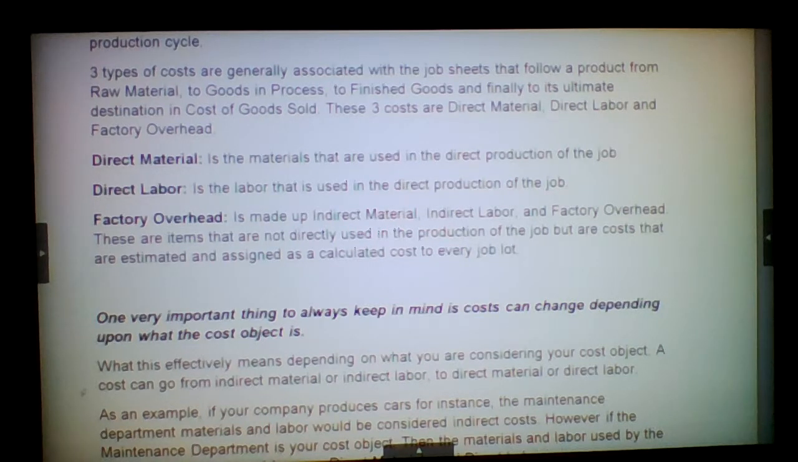And then factory overhead is basically the costs that are associated with owning the factory: utilities, the administrative and supervisory personnel needed, just basically the things that you need to keep the factory running while you're doing those productions. These are items that are not directly used in the production of the job, but are estimated and assigned as a calculated cost to every job lot.